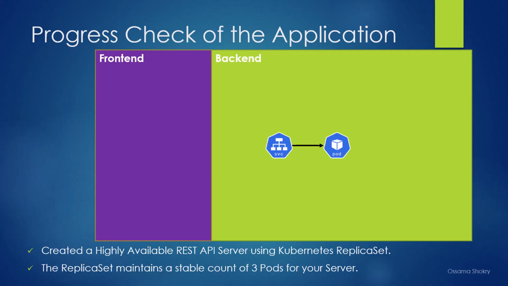Let's do a progress check of the application at this point. In this lab, you have created a highly available REST API server using the Kubernetes ReplicaSet. The ReplicaSet maintains a stable count of 3 pods for your server.